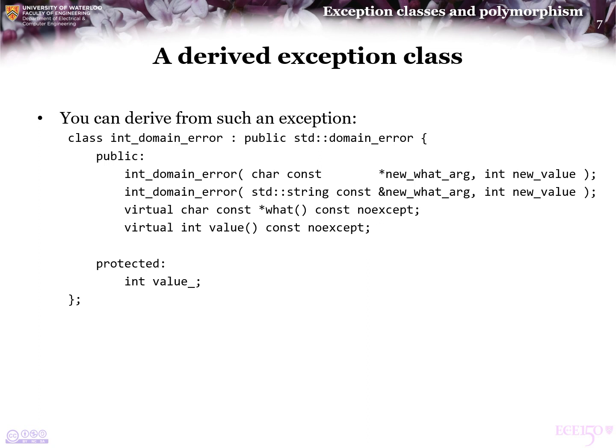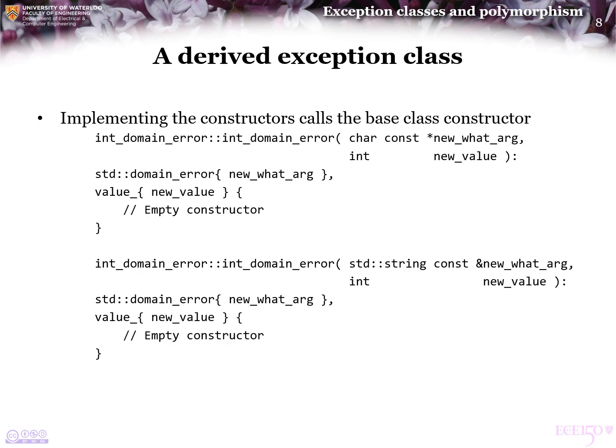We will also override the what member function, but we will also have a value function that allows us to extract that numeric value. So here are the constructors, and note again that these constructors first call the constructor of the base class, in this case standard domain error, and that is what stores the string. We then initialize the value member variable with whatever value was passed under the parameter new value.